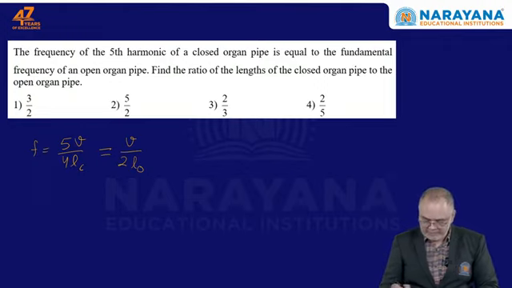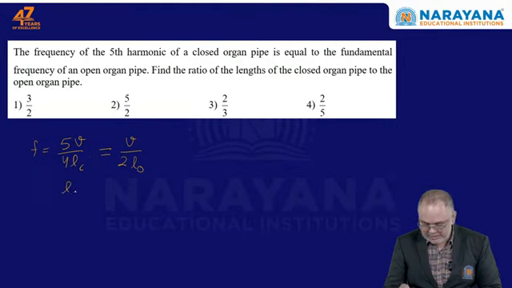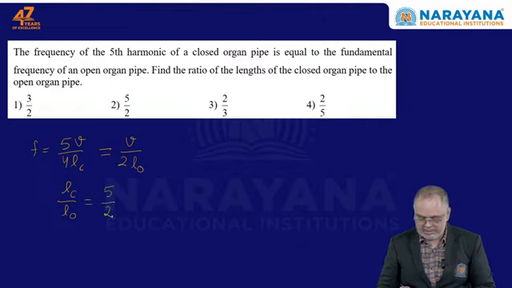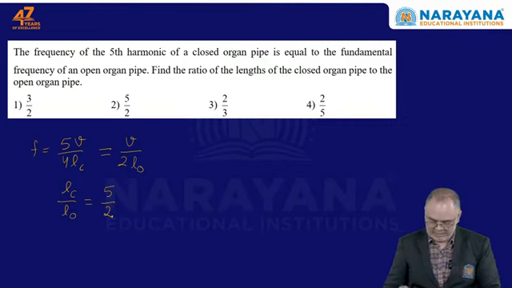So here we can see V will be cancelled, and 1 and 2 will be cancelled. So you can write length LC upon length LO. This will be equal to 5 by 2. So this is the ratio of the two lengths. So this is the answer.